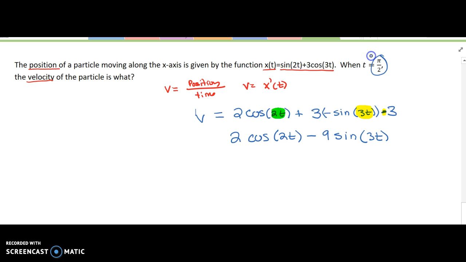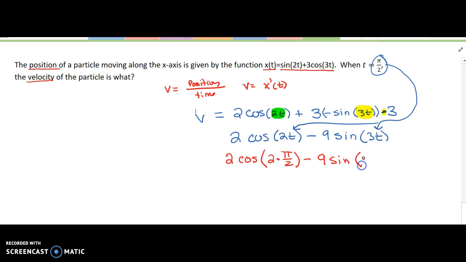And we're looking at pi over 2. So that pi over 2 is going to go in for both t's. So we really have 2 cosine of 2 times pi over 2 minus 9 sine of 3 times pi over 2. Well, in this case, the 2's cancel, and I'm really looking at cosine of pi.